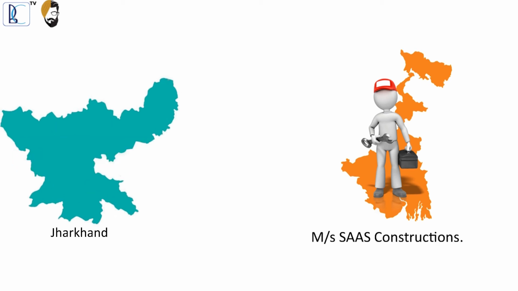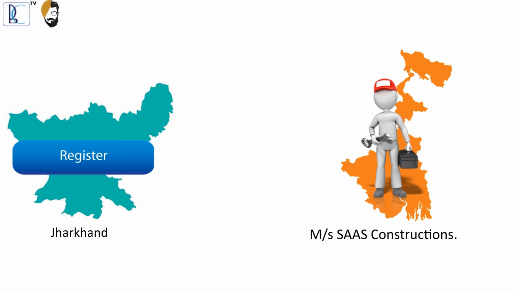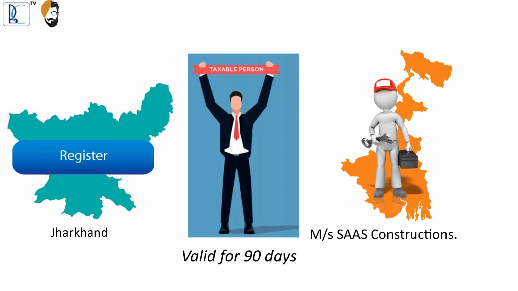Note: M/S SAS will have to be registered in Jharkhand to take up this contract. They can opt to register as a casual taxable person, which will be valid for 90 days, extendable by 90 days more, on basis of a reasonable cause.